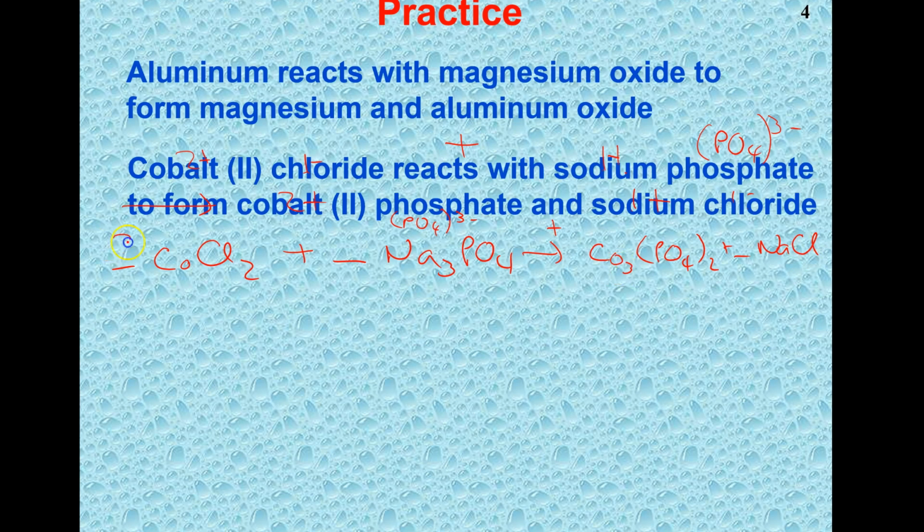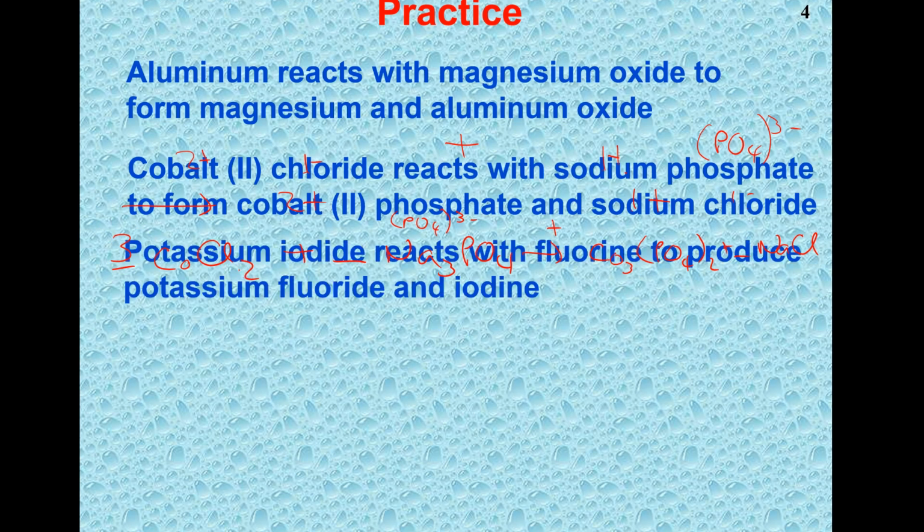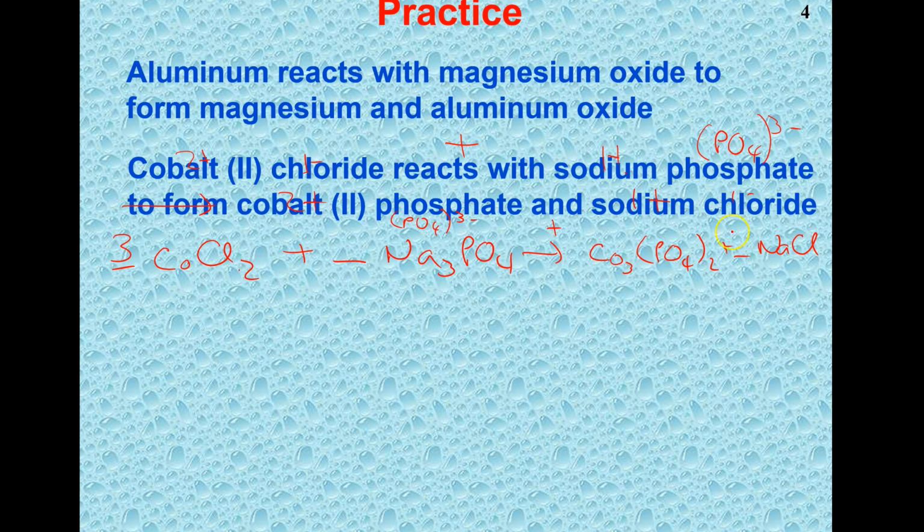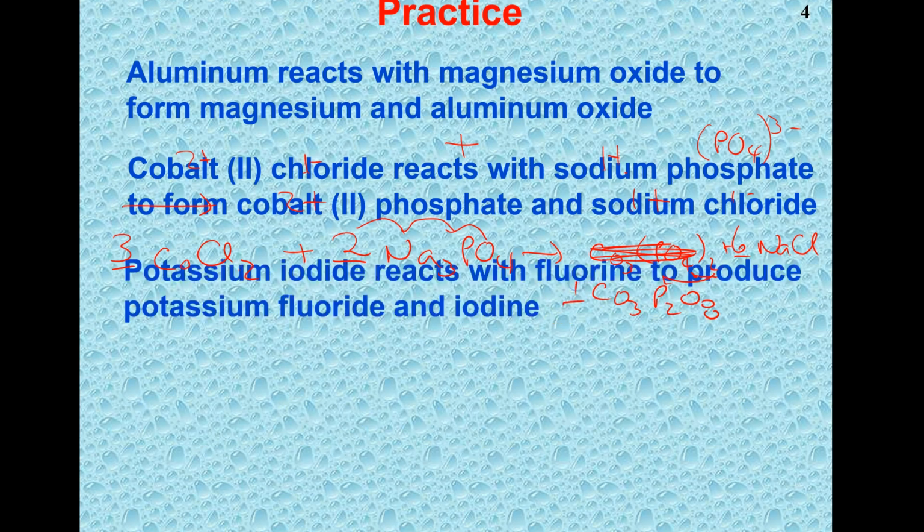There's 3 cobalts. I'm going to put a 3 here. 3 times 2 gives me 6 chlorides, so I'm going to put a 6 here. That gives me 6 Nas. I only have 3 here, so I need to put a 2. That 2 distributes to everything behind it. So that means I really have 2 phosphorus and 8 oxygens. This 2 also distributes, and so you could even rewrite this as Co3P2O8, and it's balanced with a 1 right there.